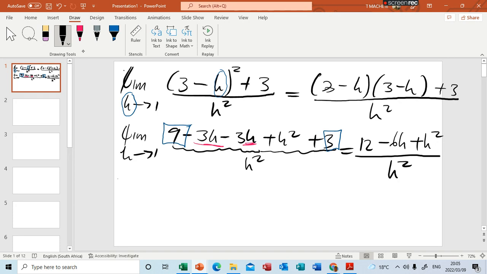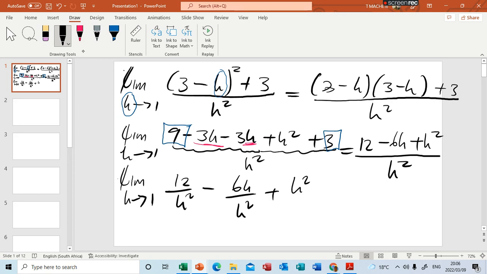It's up to you whether you want to, but let's do it the long way because there are marks for this. So you're going to have to split it now: 12 over h squared minus 6h over h squared plus h squared over h squared. Then your answer will be 12 over, where there's h, you're going to put 1, so 1 squared, minus 6 over h.